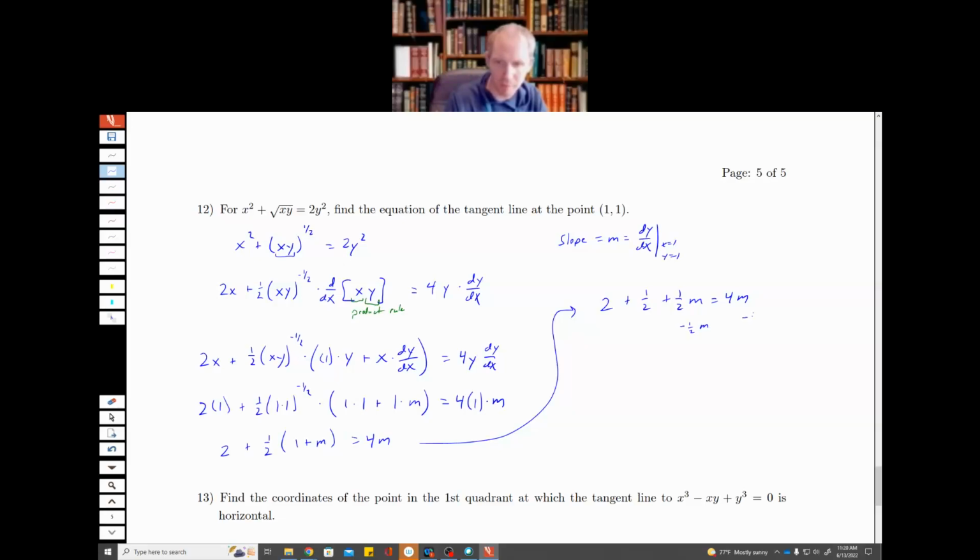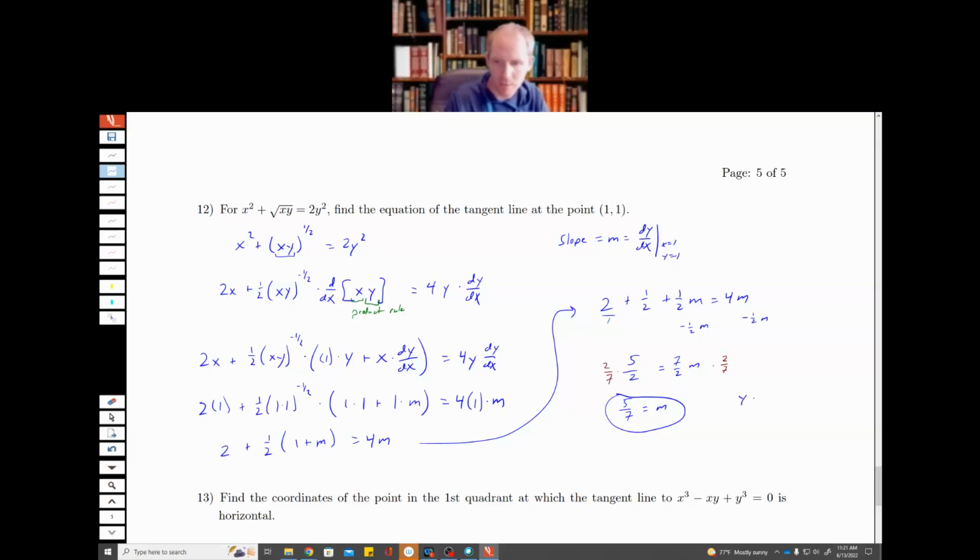Okay, subtract a half m from both sides. And I'm going to add these two fractions together. So think of this as 2 over 1. To get a common denominator, it's going to be 4/2 plus 1/2 is 5/2. 4m is 8/2 m minus 1/2 m gives me 7/2 m. Okay. And then just multiply both sides by 2/7. Okay. So then I get 5/7 equals m.